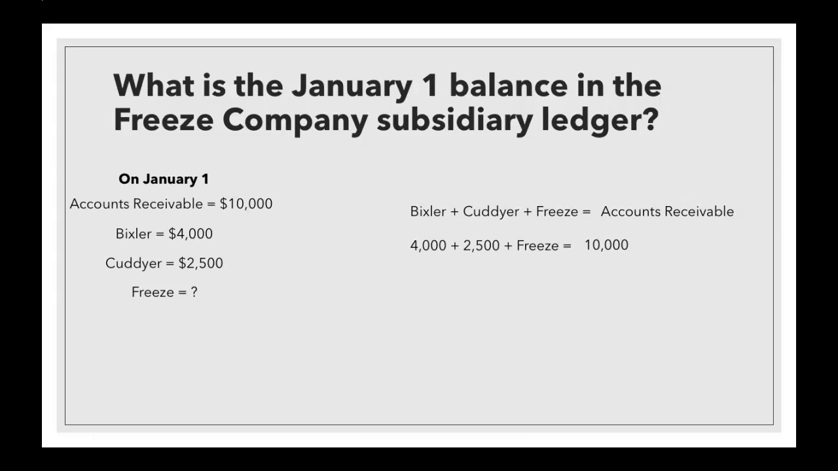So 4,000 plus 2,500 plus Freeze equals $10,000. We clean that up a bit, and we can see then that Freeze will equal our 10,000 minus the 6,500, which will give us this $3,500. So we're just using algebra here to solve for our unknown balance for the Freeze Company subsidiary ledger at the start of the month.